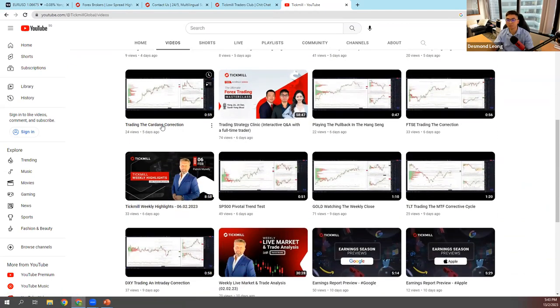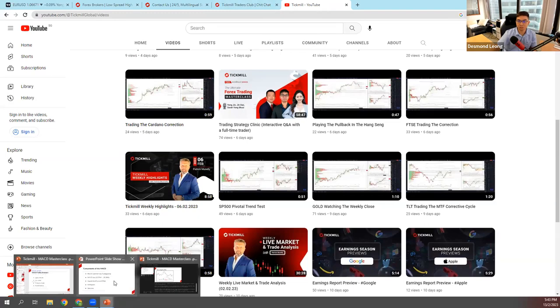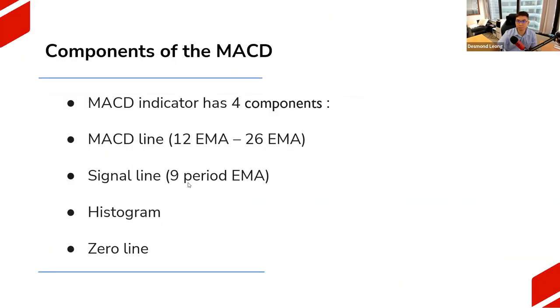All right. Okay. Let me continue. Okay, next, where's the PowerPoint? Okay, components of the MACD indicator. So you just got to know this, just a rough guide of what is going on. Do not have to memorize it. It's actually just good for general information.